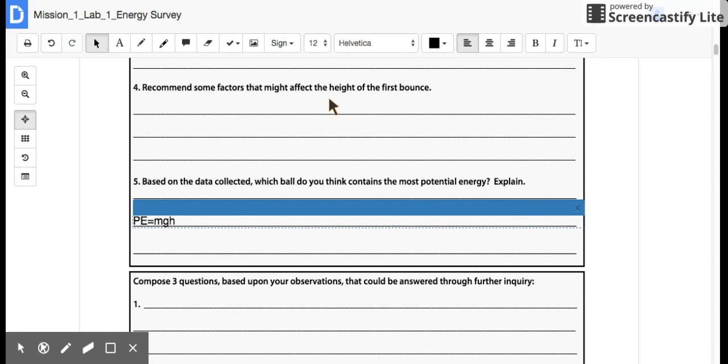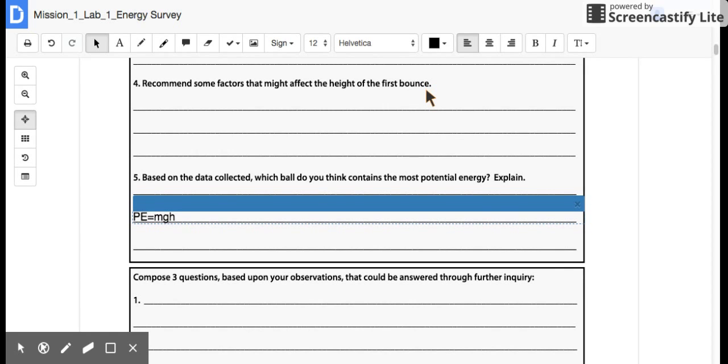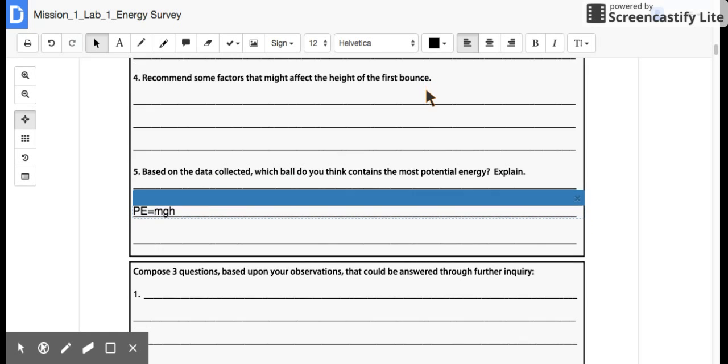Recommend some factors that might affect the height of the first bounce. Think of things like the material the ball is made out of, the surface that it lands on, etc. I think 3 things would be great on that one.